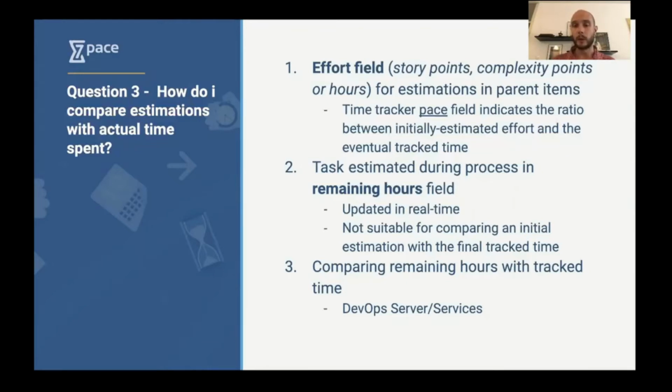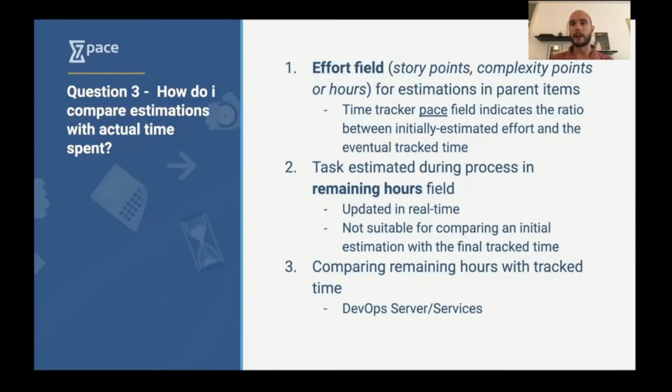And once you do that, one thing you'll be able to do is to look at your pace, which indicates the ratio between the time that was initially estimated, or sorry, the effort that was initially estimated for a certain work item, and the time that was tracked against that work item. So what that means is basically, after a while, you'll get a sense of what your average pace is, i.e. how much time you spent on average to complete a story point.